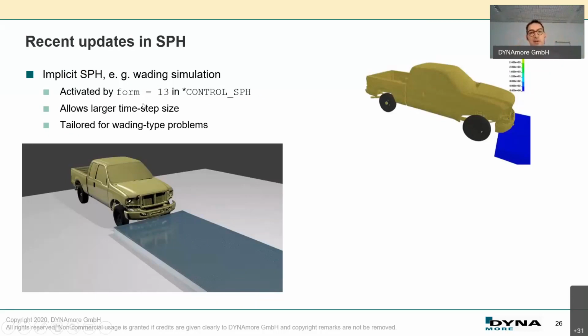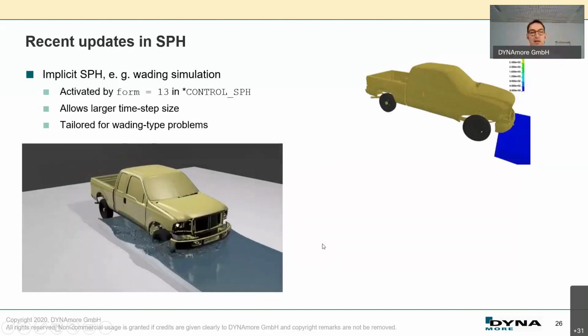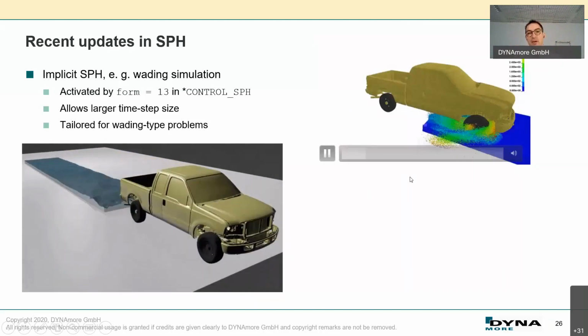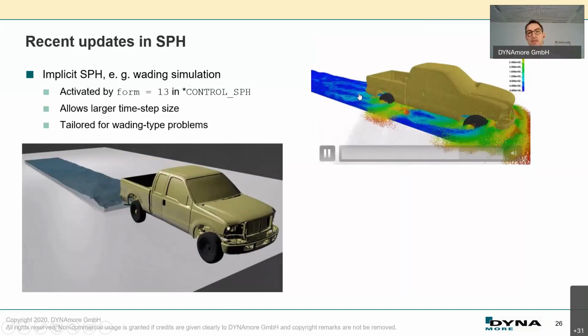And one of these examples using implicit and coupled with SPH is a so-called wading simulation. Here we see the 3D rendering of this one, and here we see the particle deformation of this wading simulation.